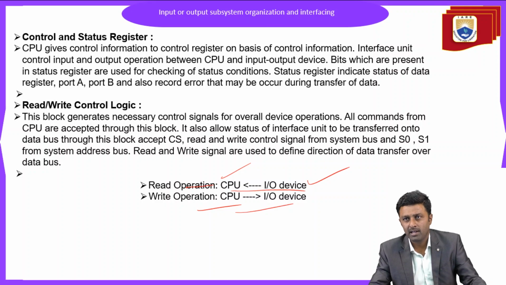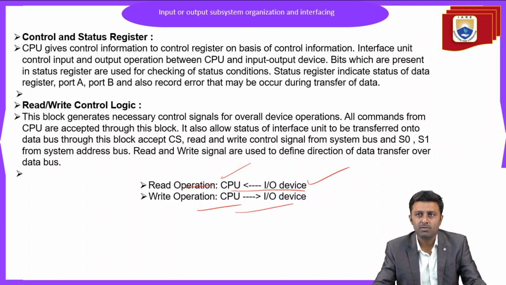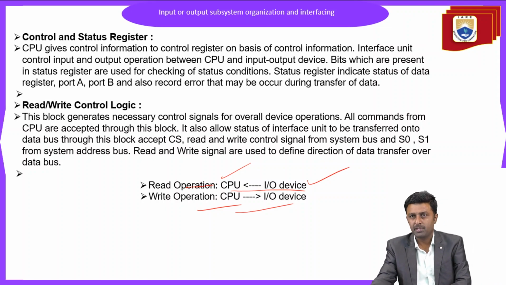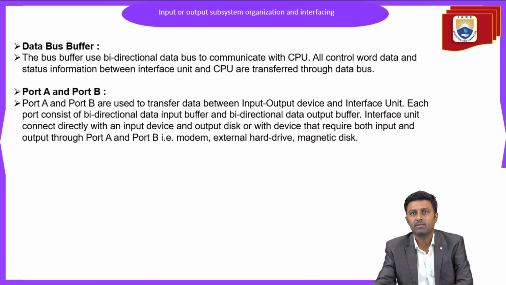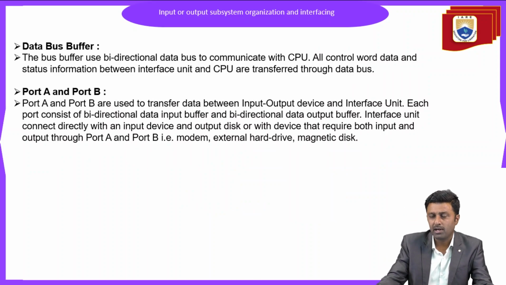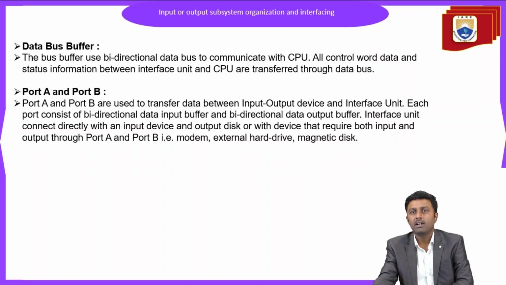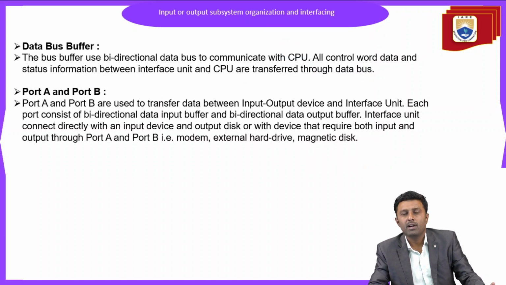That is, we will be loading some information into the computer, or changing the information. So that is about this one. Then port A and port B. So this is one more part of the computer, the input output processor, which is used to transfer the data between input output devices and the interface unit.